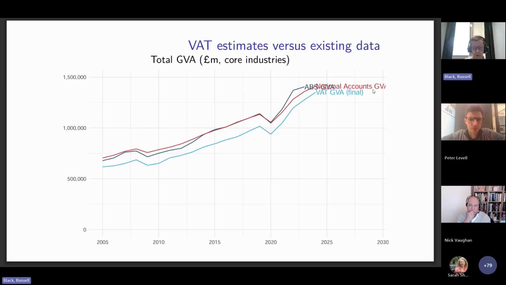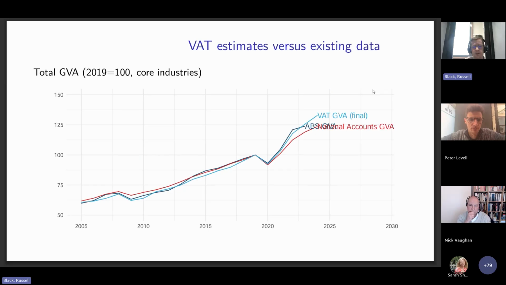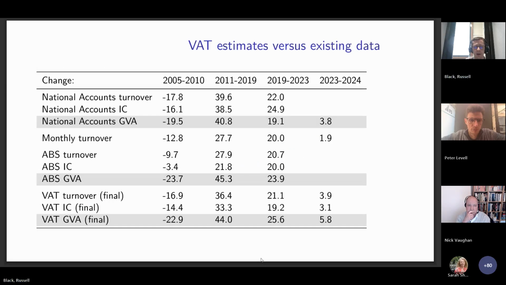We can talk a bit more about why this would be, but if I just rebase this to 2019 again, more or less the GVA from the VAT is growing at a similar rate to the national accounts and a similar rate to the annual business survey. The difference is in the 2008 recession, and the difference is in 2022 and 23 of the Russia crisis. And we can also talk a bit more about why those particular places have differences. Just to show you that chart as a table.